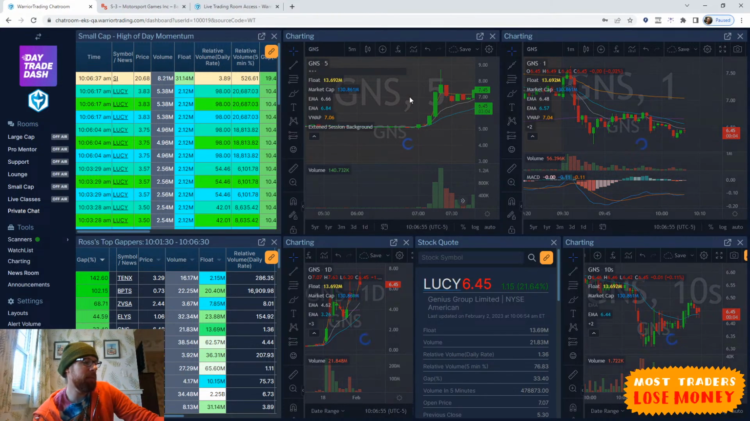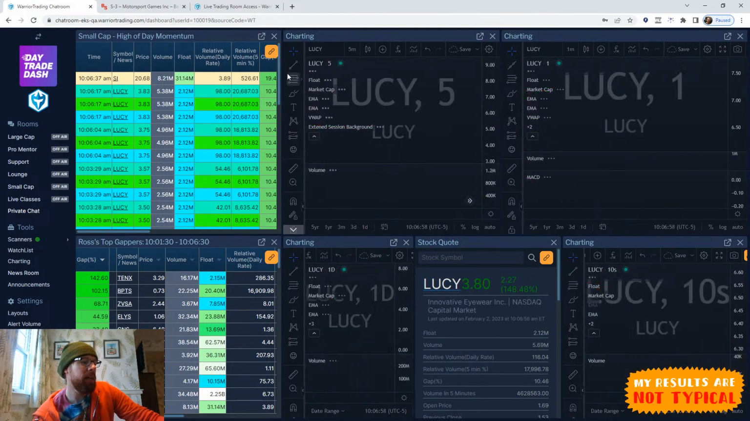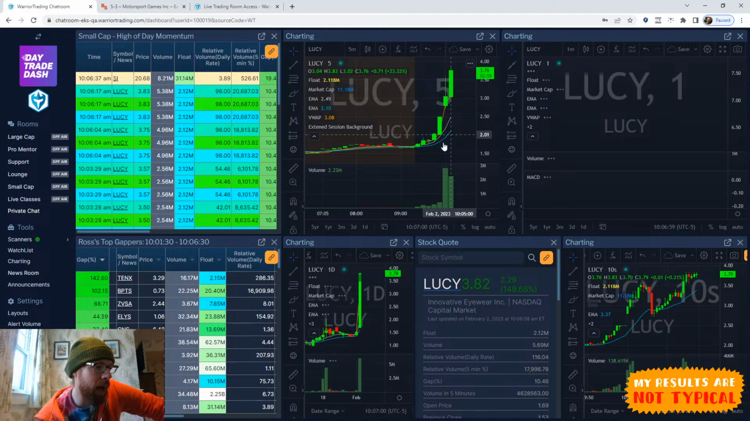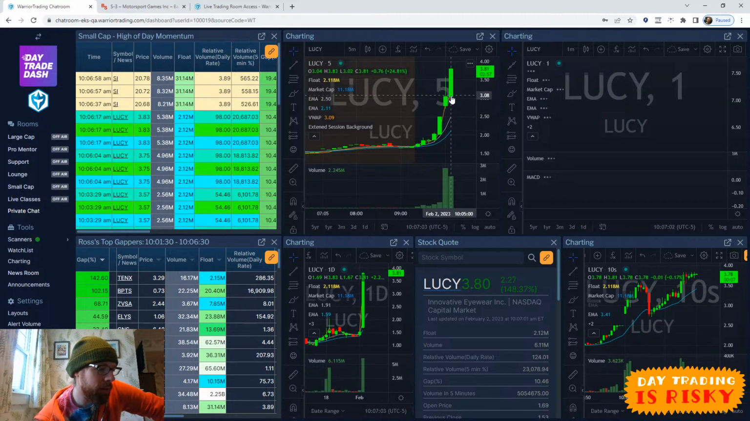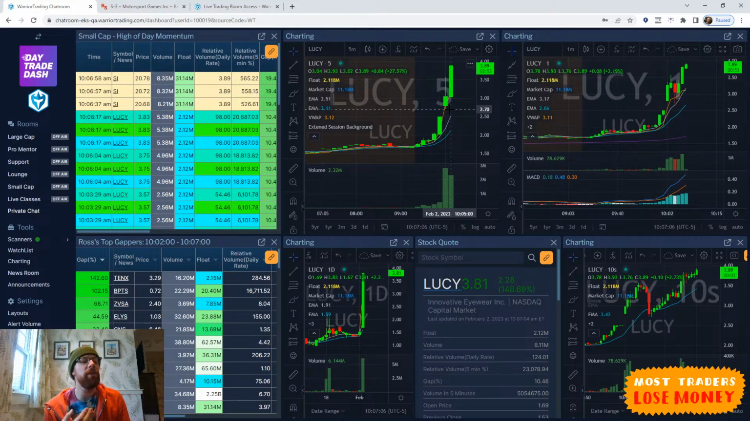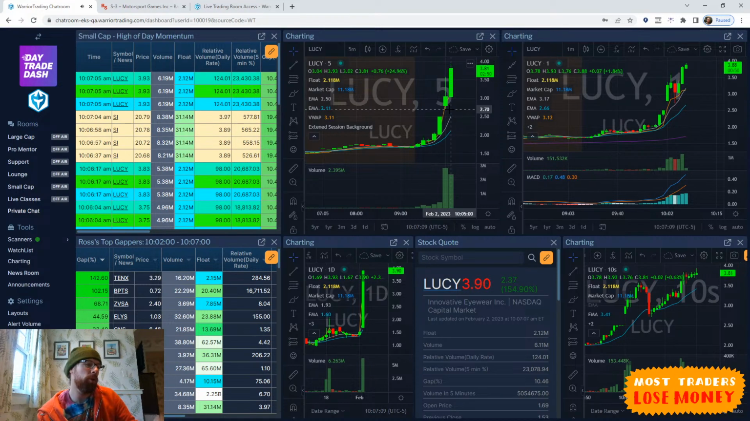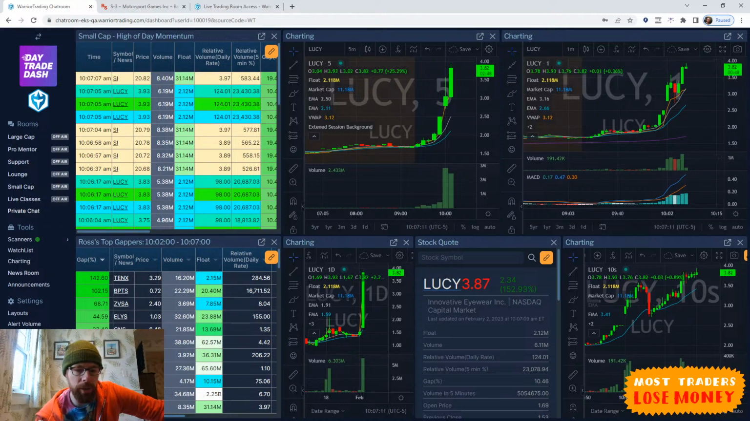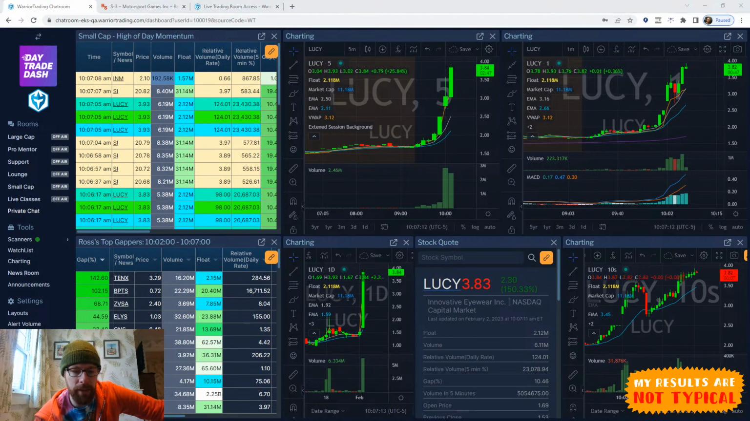Here's another stock that's hitting my scanner right now, Lucy. This stock has just gone from $2 up to $3.80. Right? So this is the type of thing that momentum traders are looking for. We're looking for stocks that are moving right now. And I'll talk more about these scans as we get further into today's class.